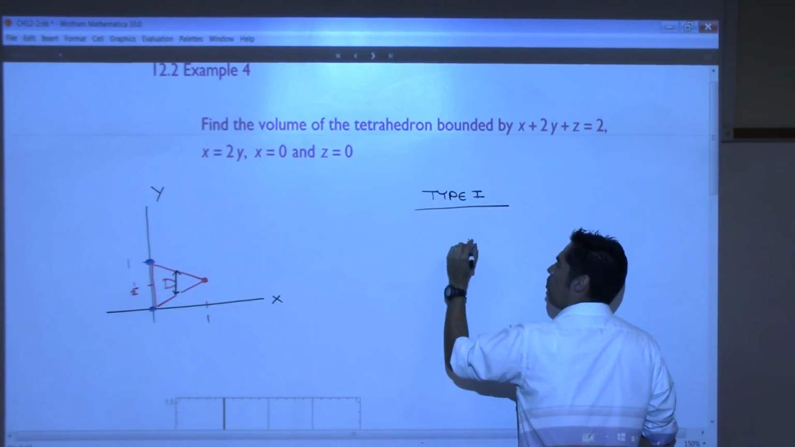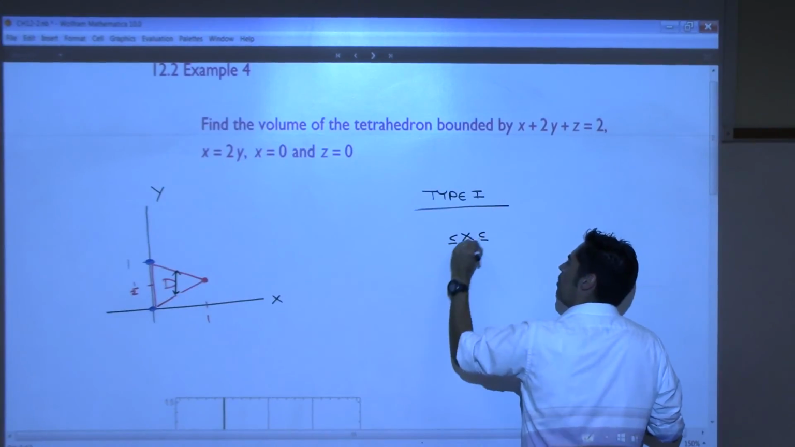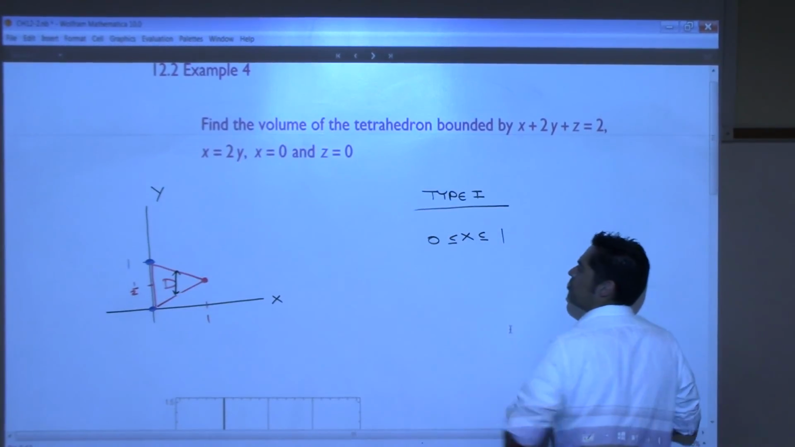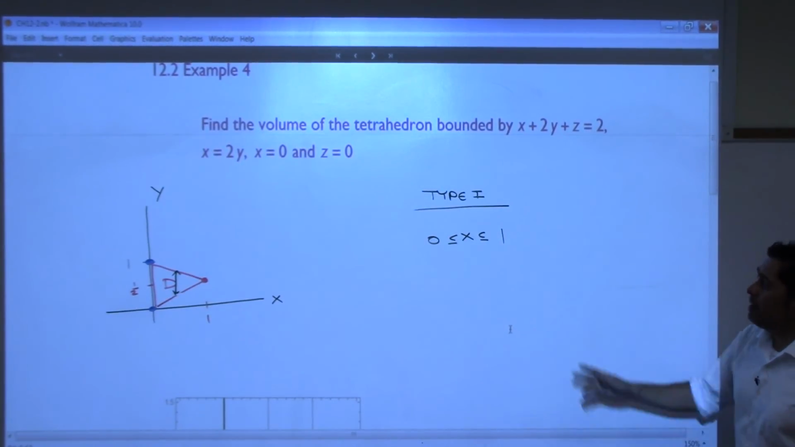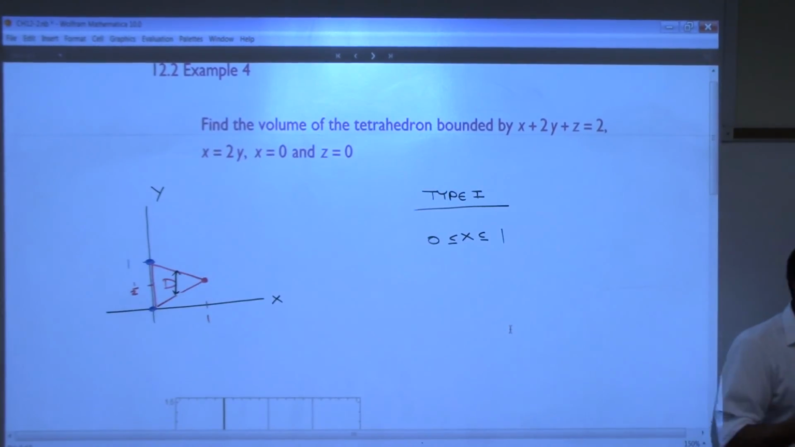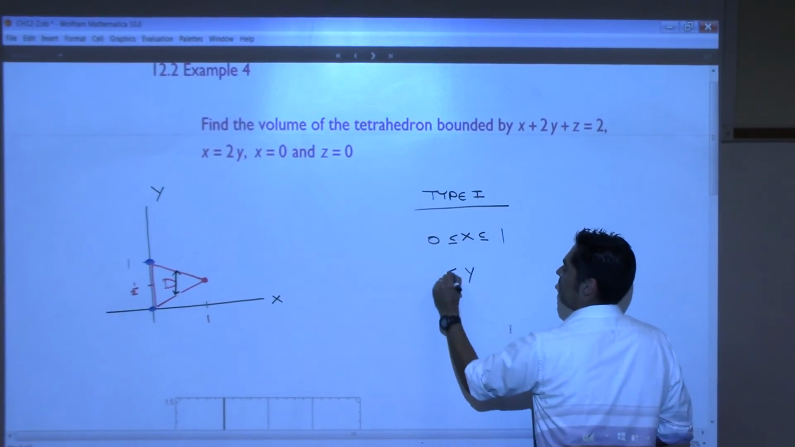I didn't do this before, but I'm going to go ahead and put my restrictions that I know. I know x is restricted between 0 and 1. Now, I didn't do this before. I'm just showing you a different sort of approach, different notation. All right? Now, what's your restriction on y?